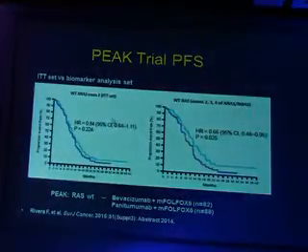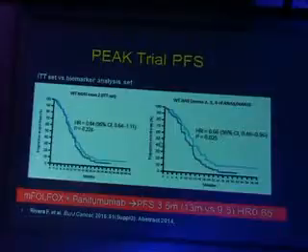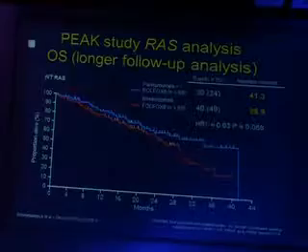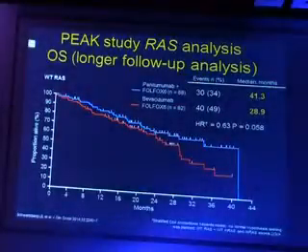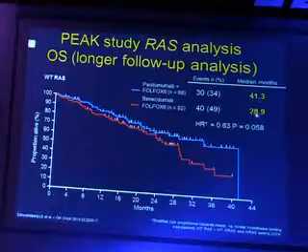Now, these are the results of the PEAK trial. There was a significant improvement in progression-free survival when you add panitumumab to chemotherapy. You have a 3.5-month improvement, 13 months compared to 9.5, with a hazard ratio of 0.65. Now, interestingly enough, in that trial, the overall survival for the wild-type RAS patients was 41 months with panitumumab FOLFOX compared to 28 months with bevacizumab FOLFOX.